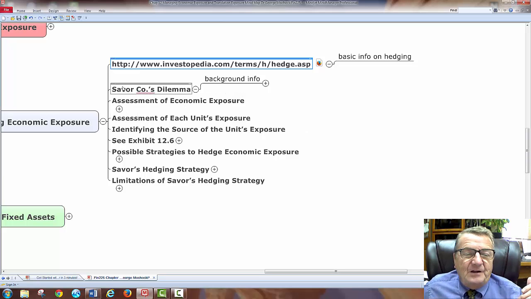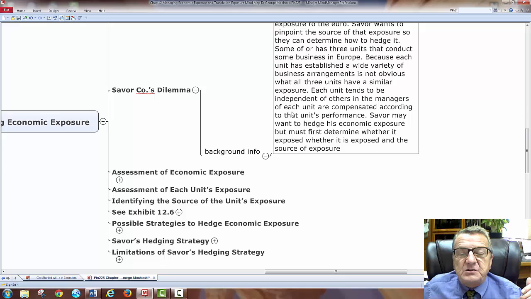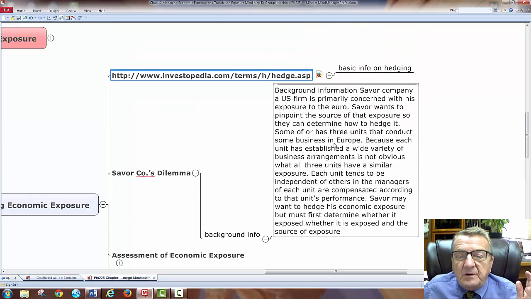All right. So here's the dilemma. Here's some background information. This is strictly out of the book. I'll read it for you. Background: Savers Corporation is a U.S. firm primarily concerned with exposure to the euro. That's all they're doing.